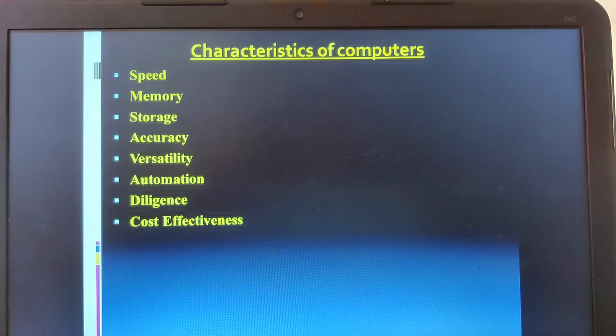Similarly, 1024 bytes make 1 KB, that is 1 kilobyte. Similarly, 1024 kilobytes make 1 MB, that is 1 megabyte. Similarly, 1024 MB makes what? 1 GB. Okay, so like this we have different terminologies used to measure the computer memory.